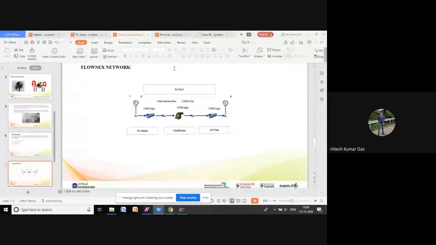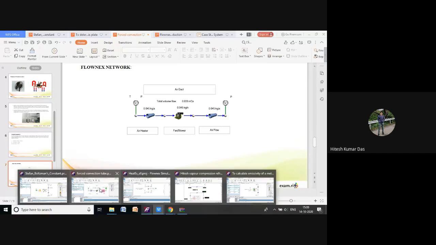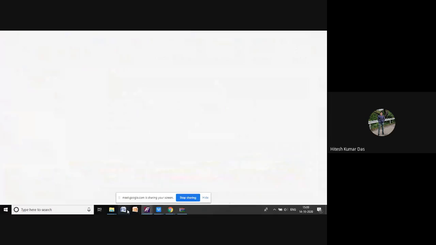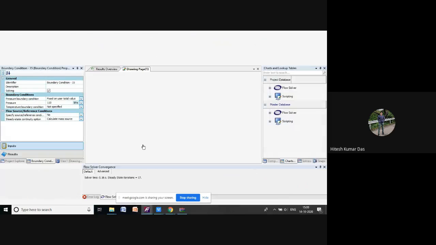Next, our Flownex model. This is the simple model. You can see this is the duct, this is the blower, this is the place where we are using heat input. Next, I will show you our Flownex network.